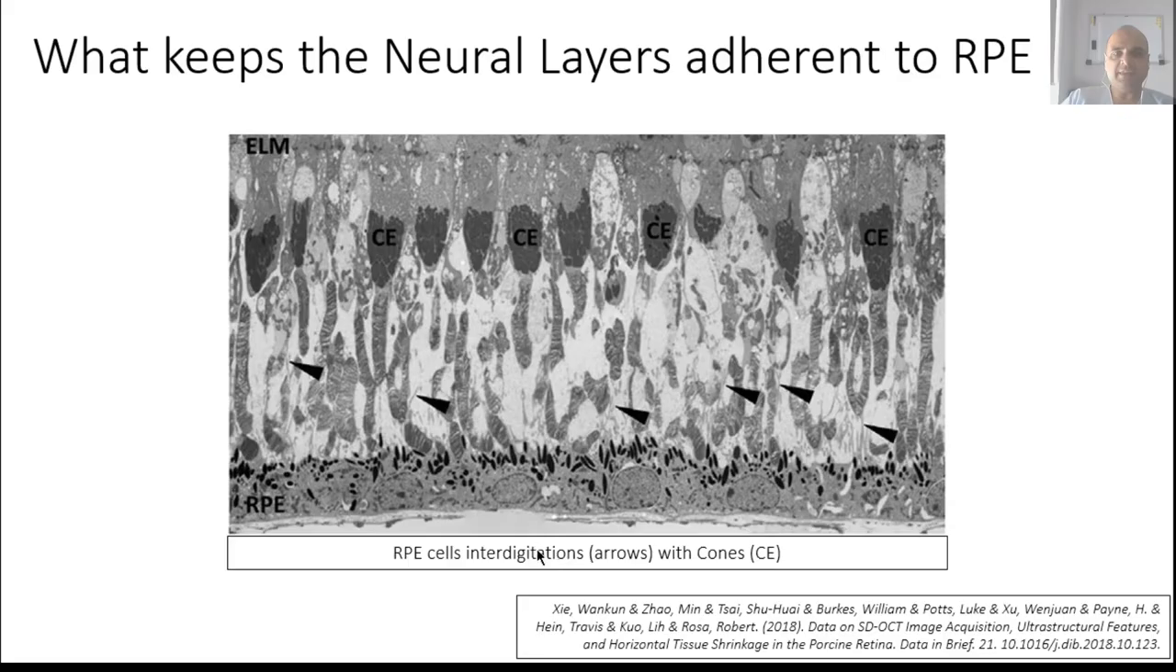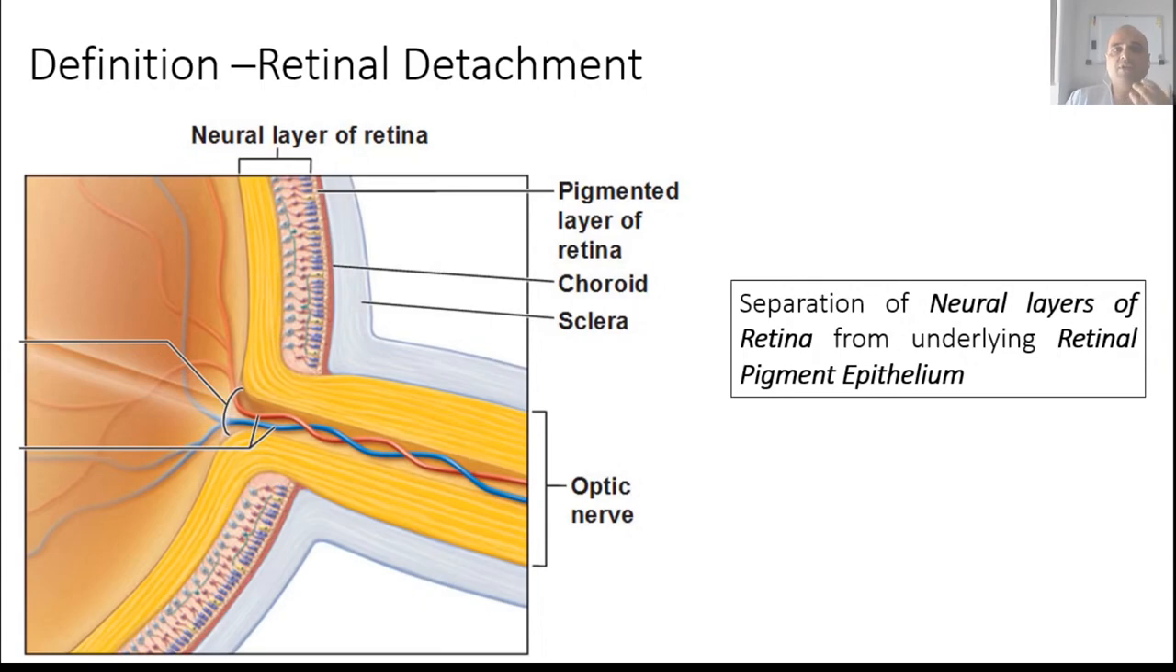If we see this electron microscopic picture, these black arrows indicate parts of the retinal pigment epithelium that interdigitate with these photoreceptors, which in this case are cones, illustrated by CE. These are the cone cells that are interdigitating with extensions of the RPE, indicated by the black arrows. This, together with the movement of fluid, are the two major forces that keep the neural layers of the retina adherent to the RPE. And this is important because of what retinal detachment is.